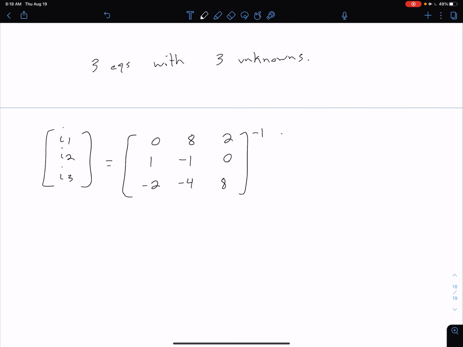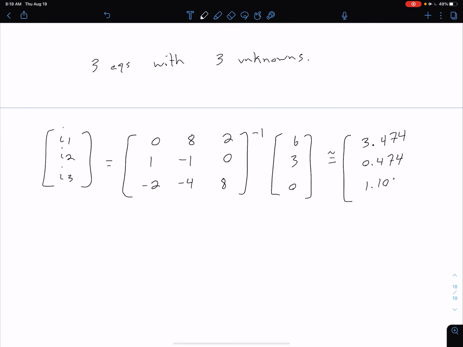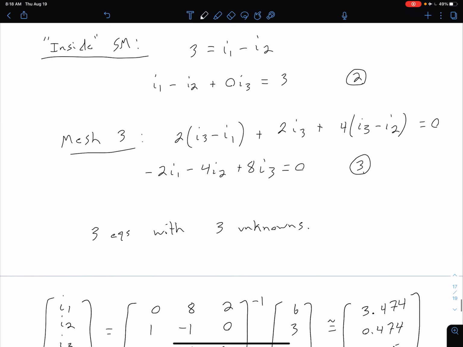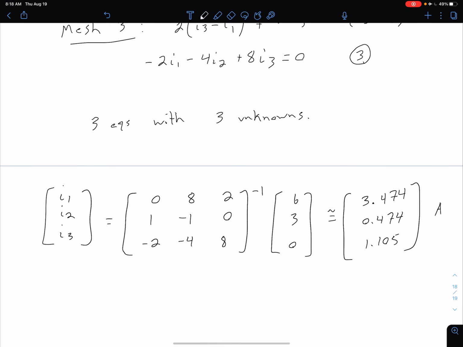So we invert that matrix. We multiply it by our constant matrix of 6, 3, and 0. And we plug that into our calculator or into MATLAB. And again, if you have any issues about doing that, let me know and we can go over that in detail. But in this case, we get that that's approximately 3.474, 0.474, and 1.105. Now, because all of the values I plugged into my equations were volts, ohms, and amps, then that means these currents are also in amps. And so that is the answer to the initial question of what are the three mesh currents.